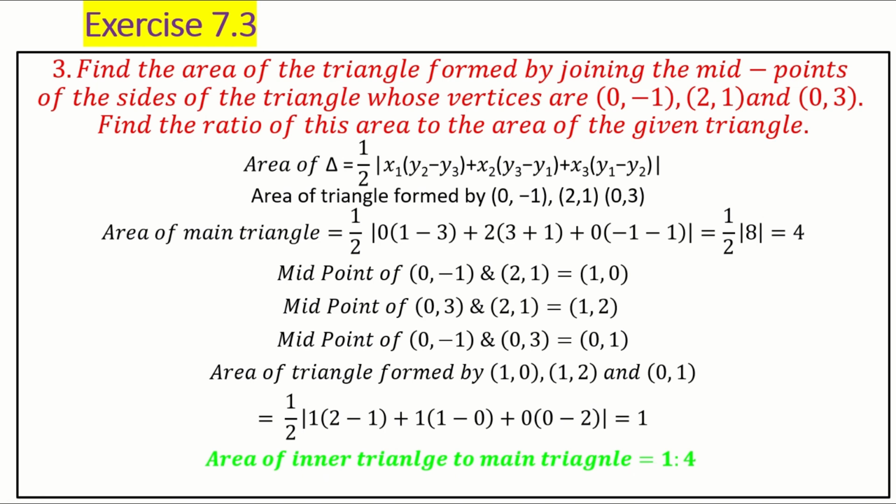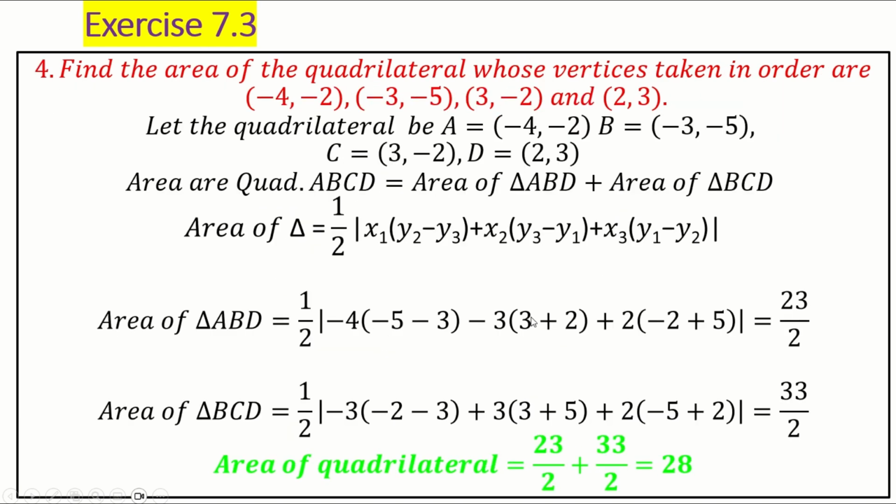Okay. So remember this will come in geometry. If a triangle is formed by connecting the midpoints of the sides of a triangle, then the area of that inner triangle is basically one fourth of the main triangle. Basically, the inner triangle divides the main triangle into 4 equal parts. Okay. You should remember that.